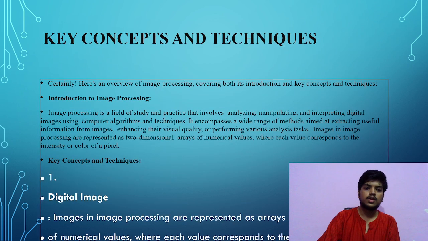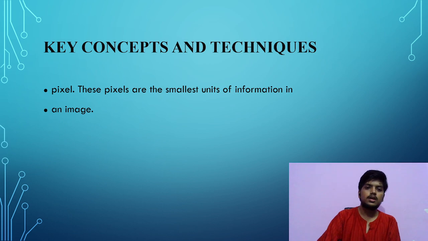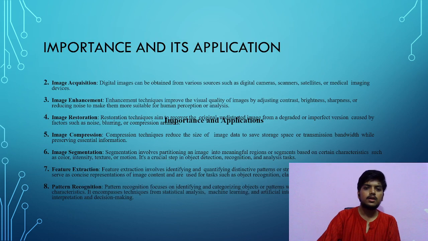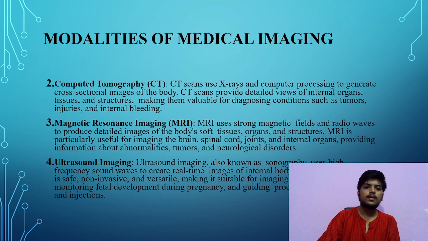So here are some key components. Images are represented as an array of numerical values corresponding to their intensity or colors. Pixels are the smallest unit of information in an image. The importance of image processing and its applications involve mainly image acquisition, image enhancement, restoration, compression, segmentation, extraction, as well as pattern recognition. Modalities of medical imaging.